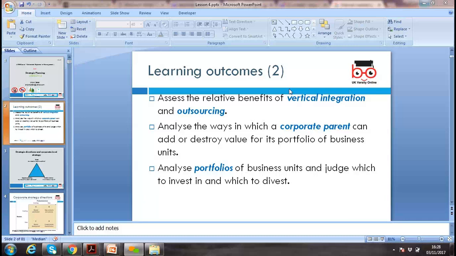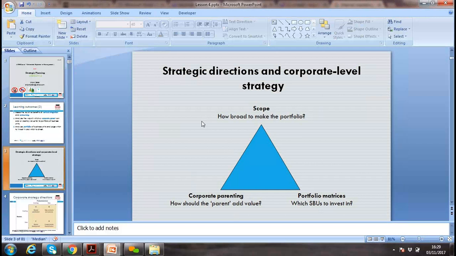Today we are moving forward to the learning outcome: we'll assess the relative benefit of vertical integration and outsourcing. A corporate parent can add value or destroy value of a portfolio of business units, SBUs, which we discussed. A strategic business unit, I quoted the example in previous lessons as well, is the Ford Focus or Ford Fiesta. All these are strategic business units here. We analyse the portfolio of business units and judge whether to invest or not, which we discussed in the previous lesson. So today we are moving forward to strategic direction and corporate level strategies.